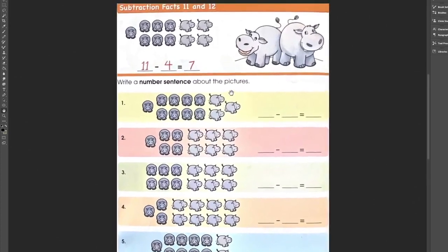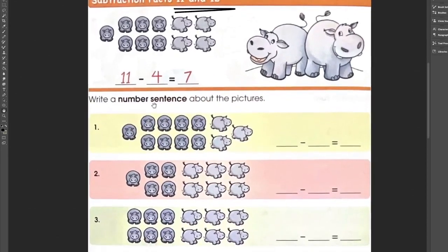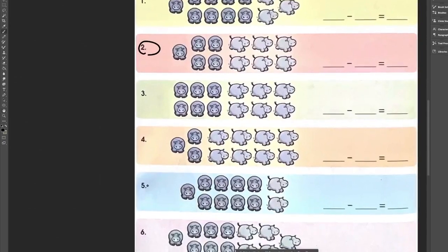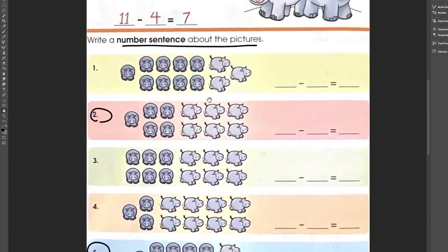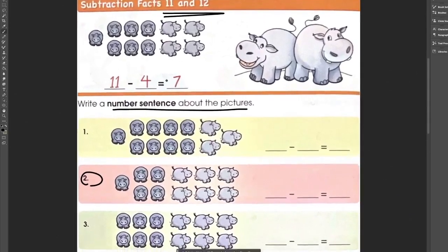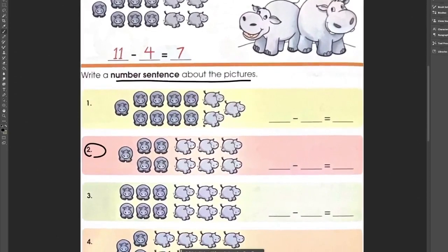Alright, and now we have the last page, subtraction facts 11 and 12. It says write a number sentence about the pictures. So let's go ahead and do that. Let's do 2 and 5. It seems here that it is a subtraction sentence based on these signs. So let's just write a subtraction sentence about 2.